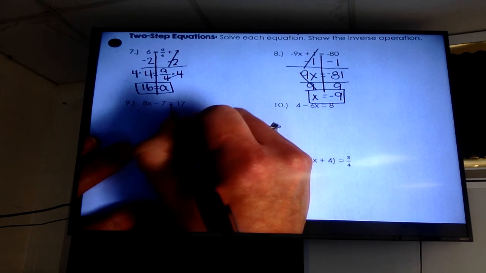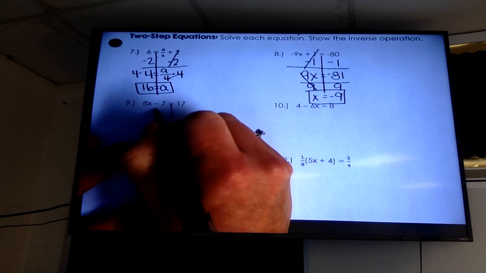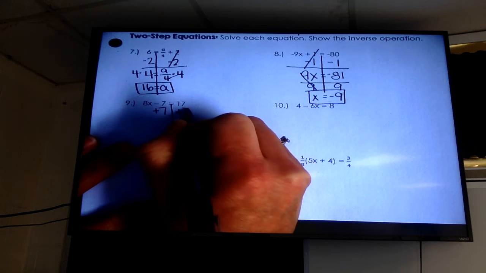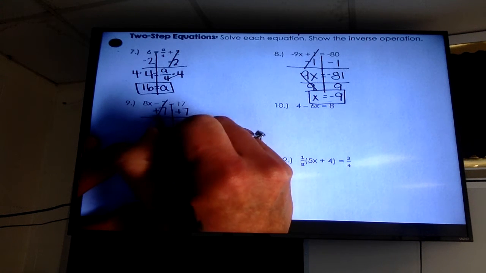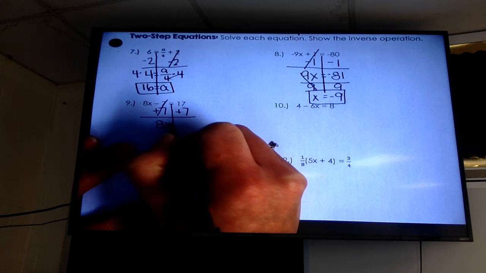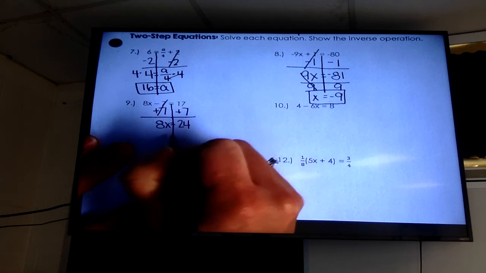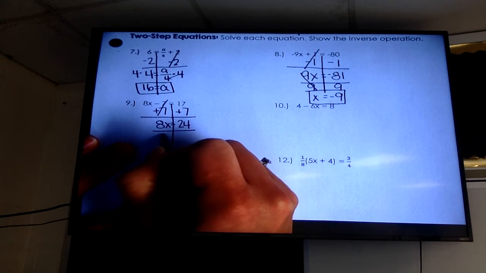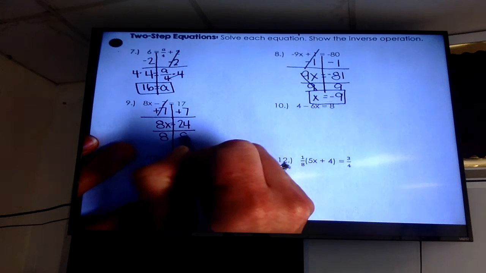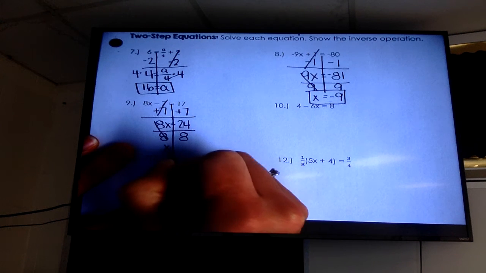Number 9, drop my line, work away from the variable, so I'm going to add 7 to both sides. So I'm left with 8x equals 24. I'm going to divide both sides by 8, and I get x equals 3.